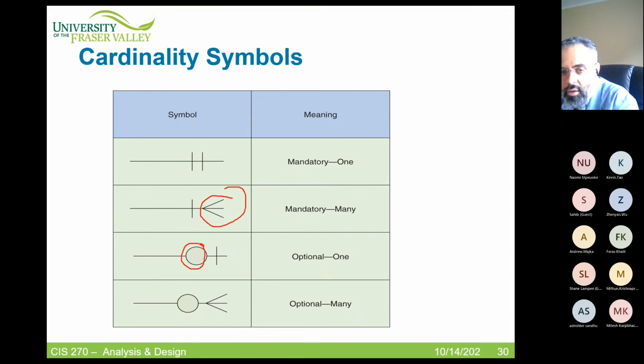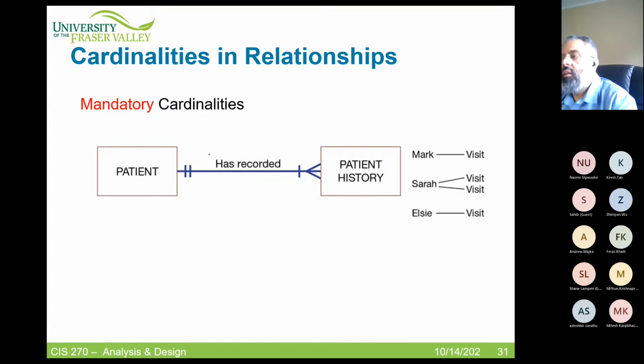This symbol is about optional. However, you can see that sometimes optional will be many or one. Here will be many optional, and if it is one optional, we will use two lines in this case. Let's take an example: patient and patient history.